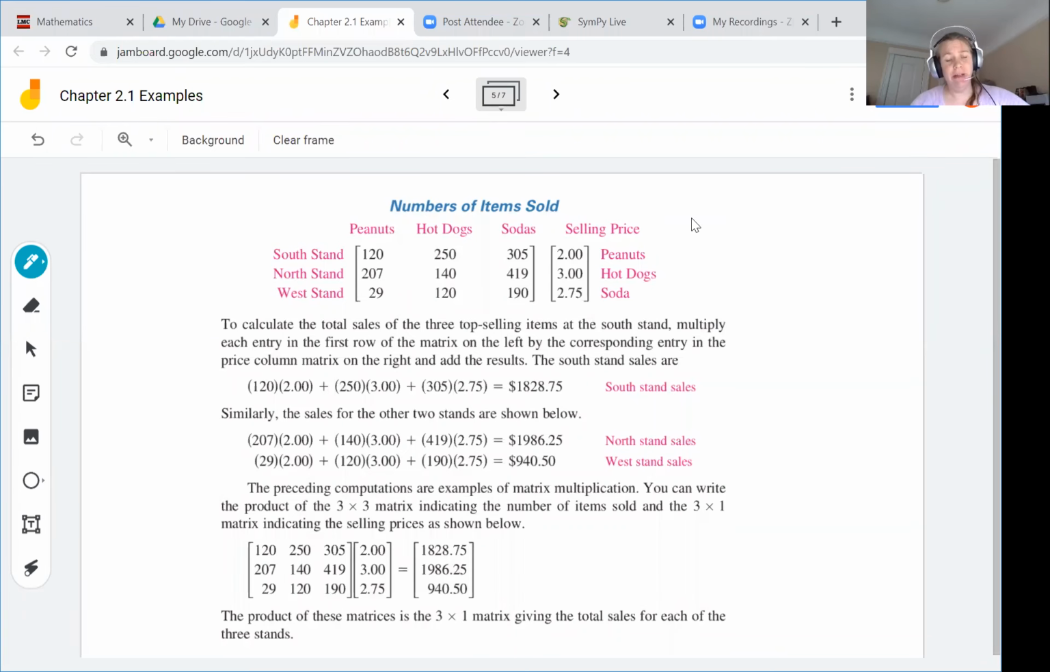In this video, we take a look at matrix multiplication. So here's an example from section 2.1 in our textbook, where they give a context to the idea of matrix multiplication to help us understand this.